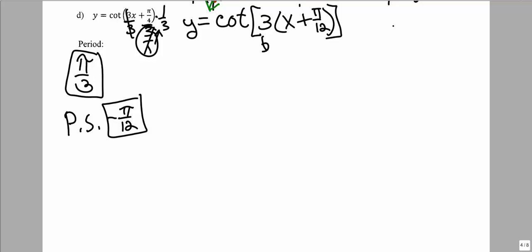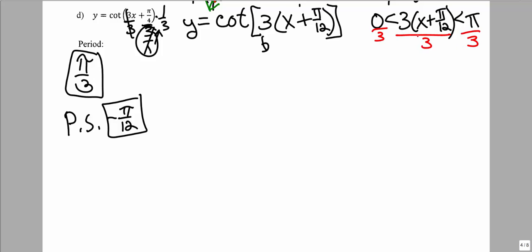Now when we are looking to find the starting and ending values, we will start by making our inequality with the original starting and ending points of the period. So that starts at an x value of 0 and ends at pi. So we want to solve for x. We're going to divide everything through by 3. The 3's cancel, we're left with x plus pi over 12. Subtract pi over 12 from each part.